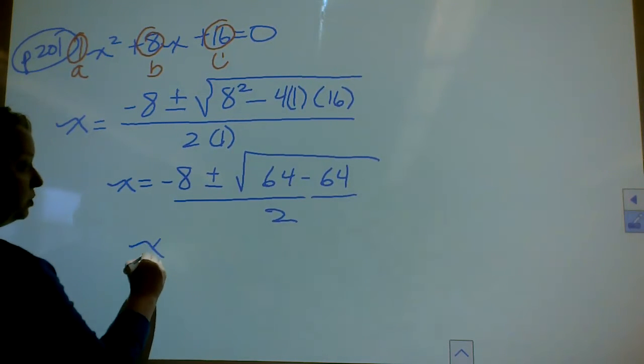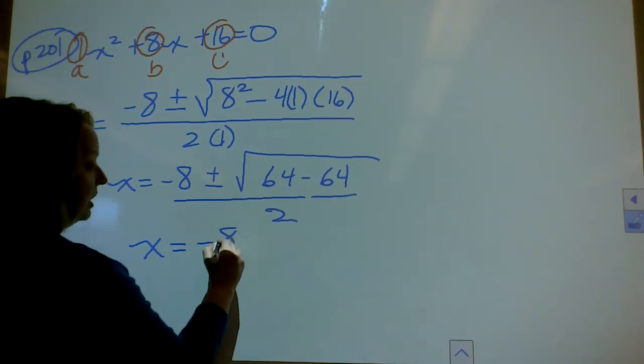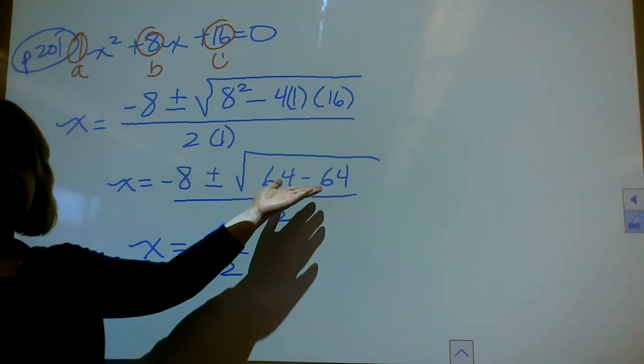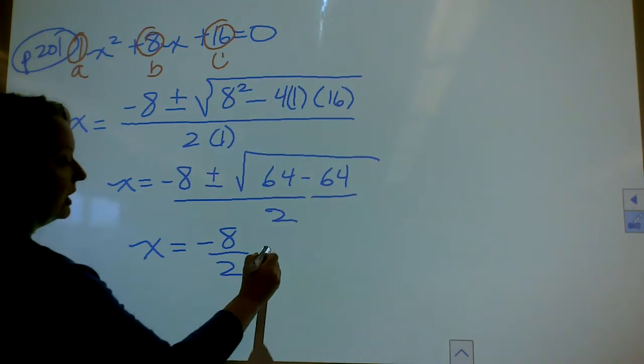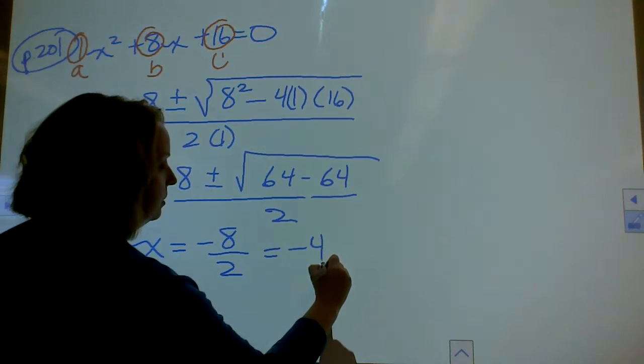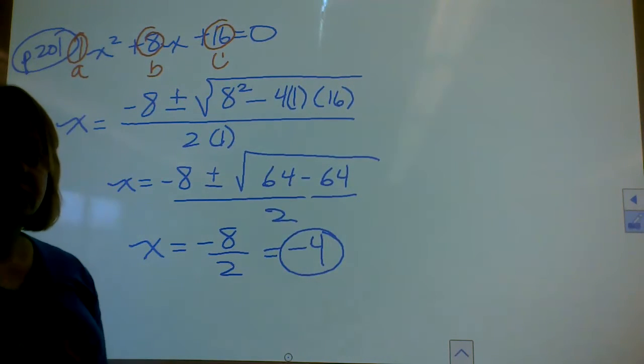So you're just left with negative 8 over 2, because you don't really need to write the plus or minus here. And so that's going to simplify down to negative 4. x equals negative 4.